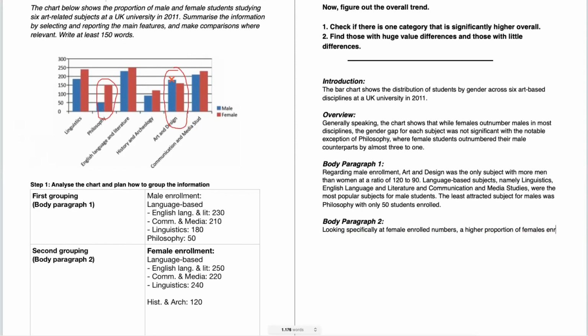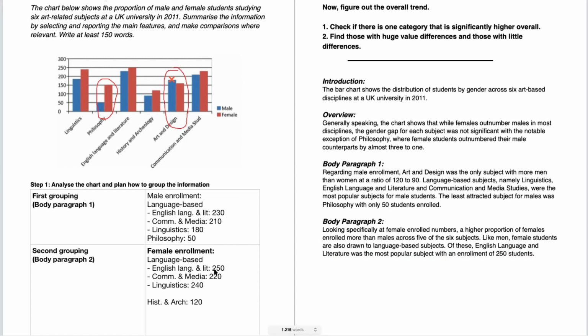a higher proportion of females enrolled more than males across 5 of the 6 subjects. And that is also something we saw in our overview. We could see here, like men, female students are also drawn to language-based subjects. Now I'm including this because I want to also compare a bit the male and female enrollment, and that is true from looking at our graph. And I'll say here, of these, English language and literature was the most popular subject, with an enrollment of 250 students. And again, we had that in our outline.